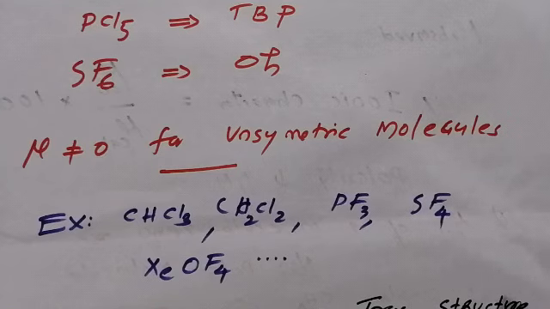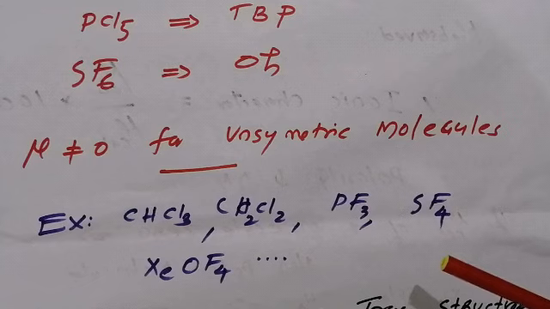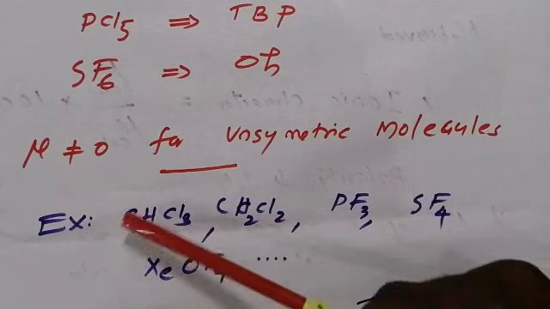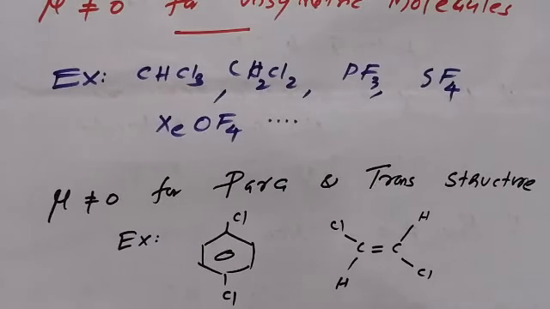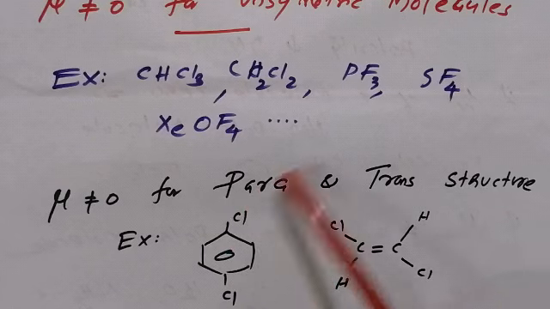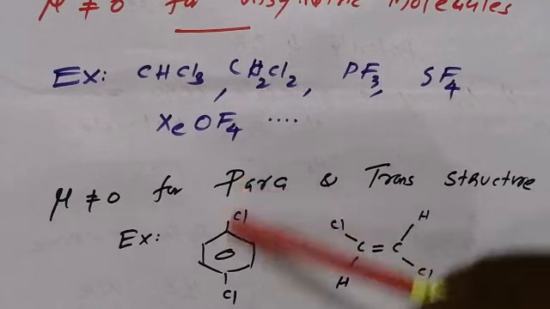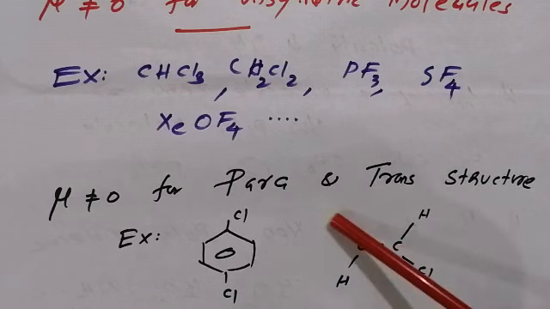Therefore, you can select molecules having shapes like pyramidal, bent, seesaw, square pyramidal, etc., and molecules having different types of atoms around the central atom. Another point: the dipole moment of para and trans structures is 0. This is a molecule having para, and its dipole moment is 0. This is a trans structure, and its dipole moment is 0.